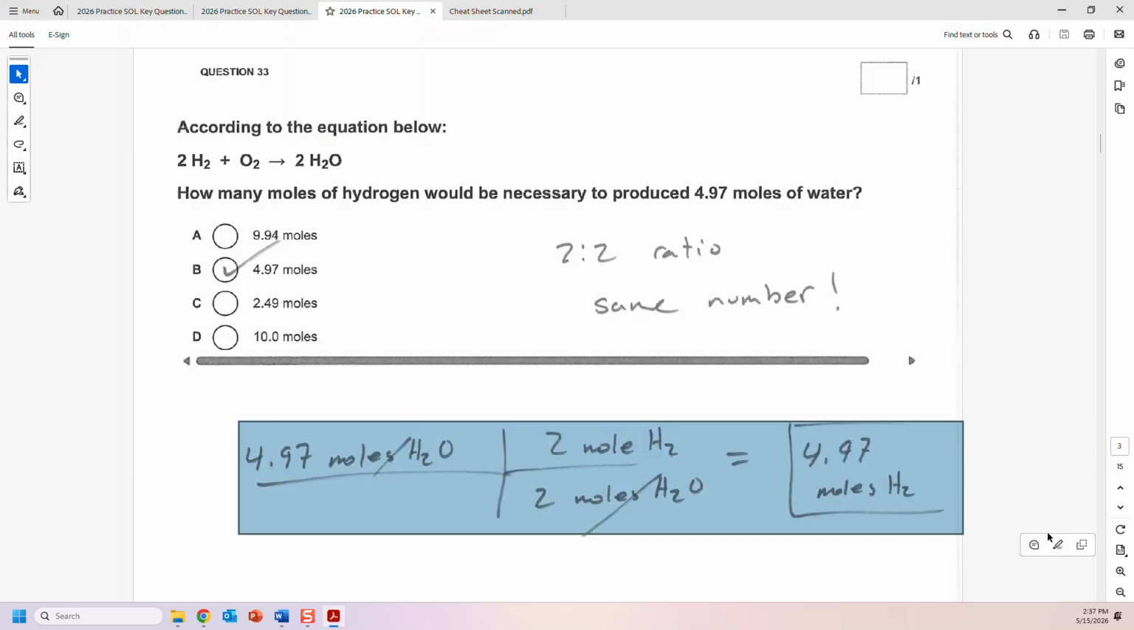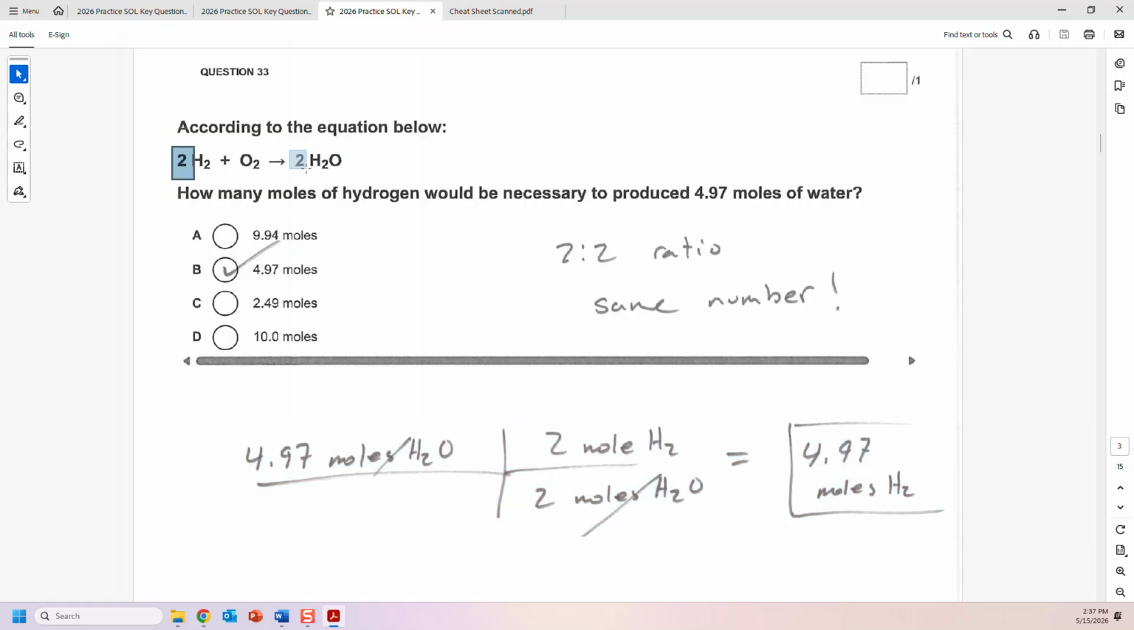If you wanted to do your stoichiometry steps, you would take the moles that you have, multiply by this coefficient, divide by this coefficient, and you end up with your answer of moles of hydrogen. Okay.